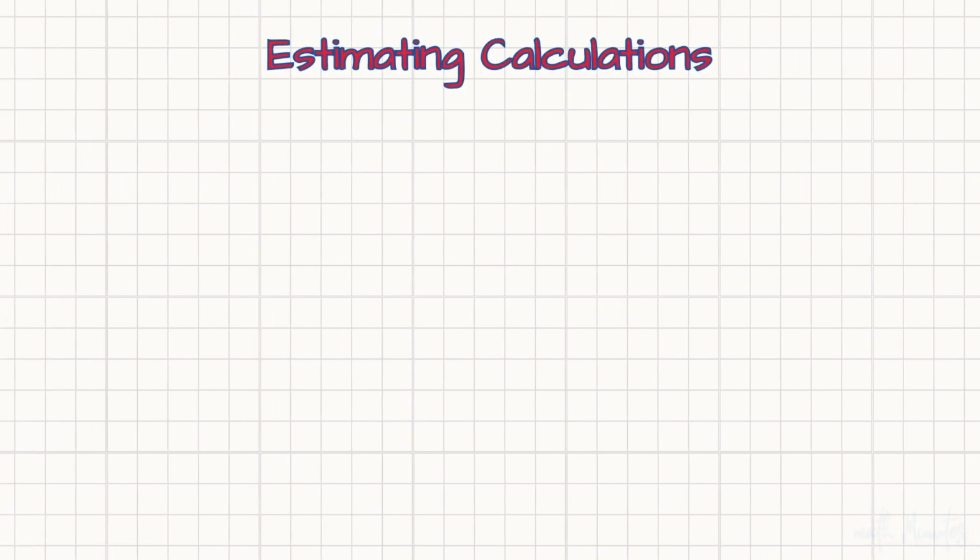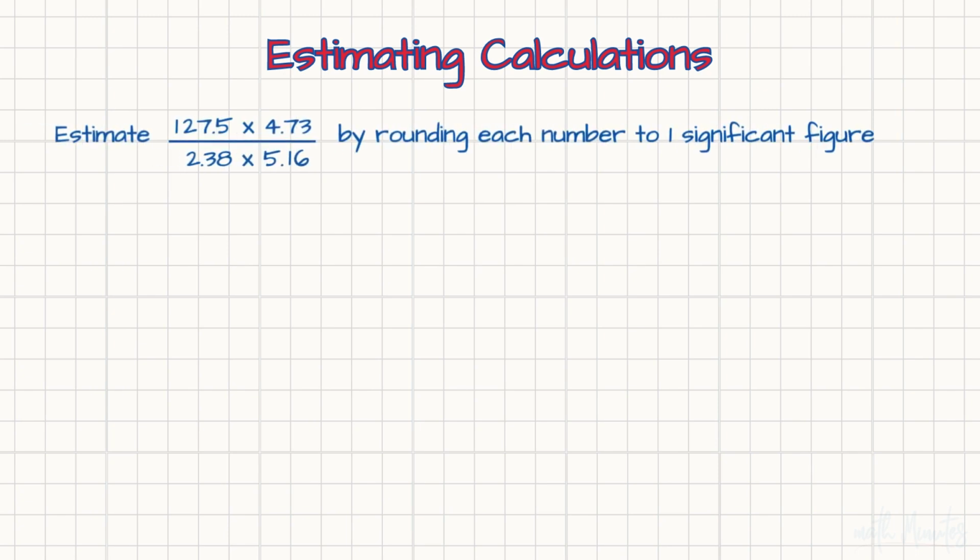By now, we should have a good understanding of rounding to a number of decimal places and significant figures. Let's look at estimating calculations next. Let's estimate 127.5 times 4.73 divided by 2.38 times 5.16 by rounding each number to one significant figure.